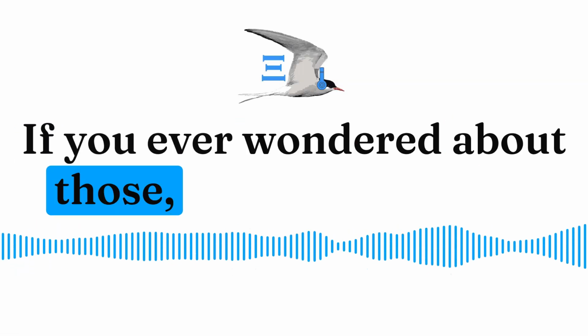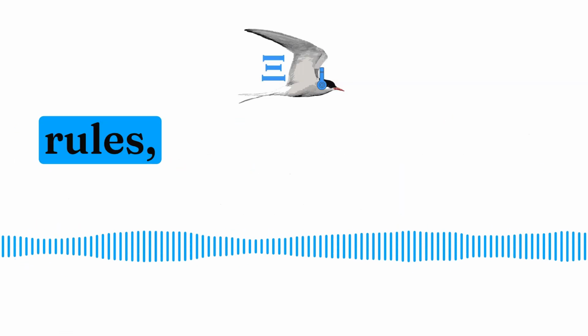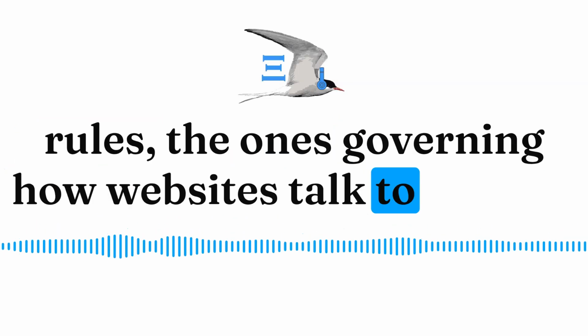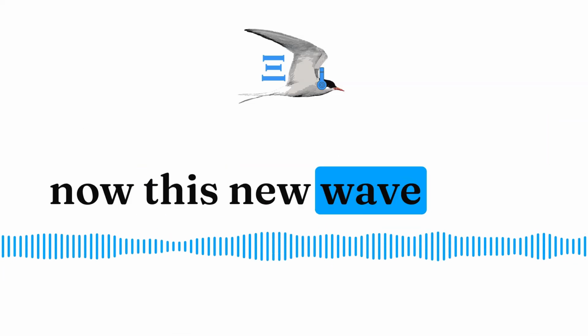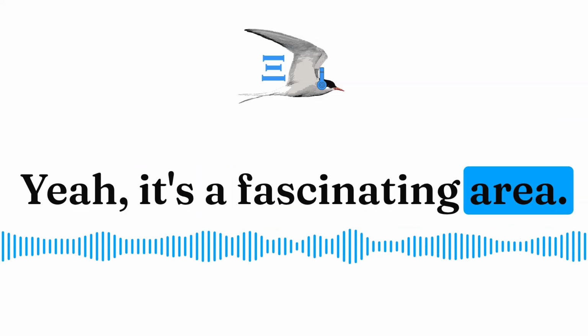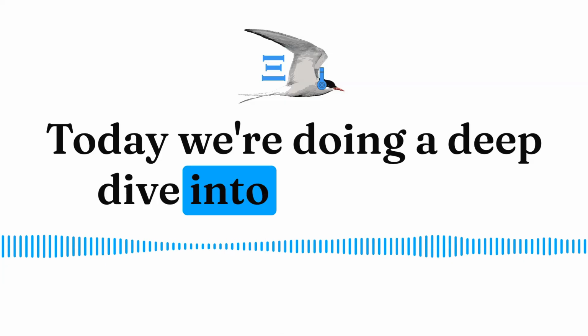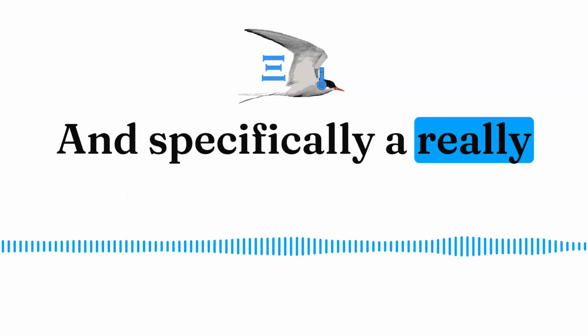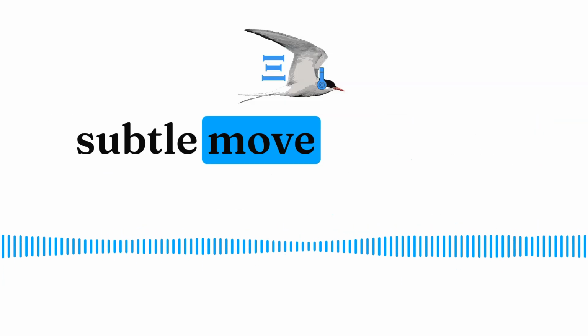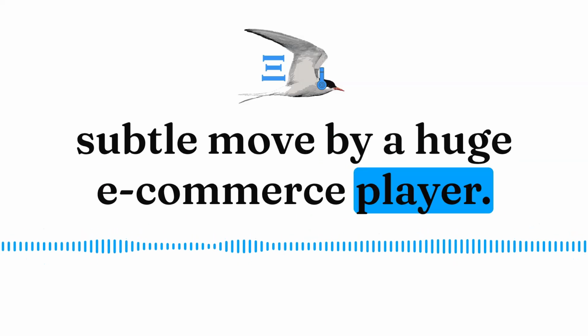Have you ever wondered about those hidden digital rules, the ones governing how websites talk to the rest of the internet, especially search engines, and, well, now this new wave of AI? Yeah, it's a fascinating area. Today we're doing a deep dive into something called Robots.txt, and specifically a really interesting, subtle move by a huge e-commerce player. That's right.